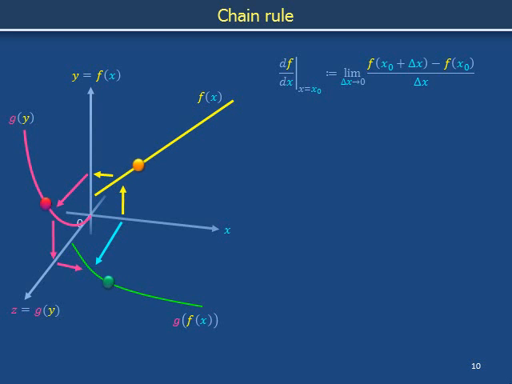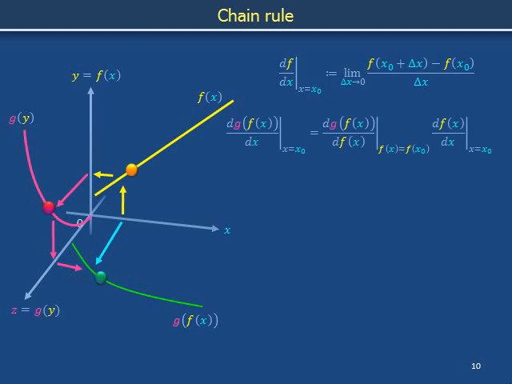We want to demonstrate the chain rule, which says that the instantaneous slope d g(f(x))/dx at x equals x naught equals the product of the instantaneous slope d g(f(x))/d f(x) at f(x) equals f(x naught) multiplied by the instantaneous slope d f(x)/dx at x equals x naught. This is very painful to pronounce, and it is usually written and read dg/dx equals dg/df times df/dx.